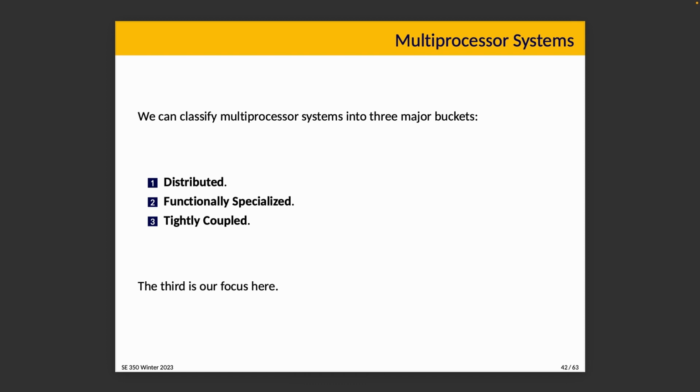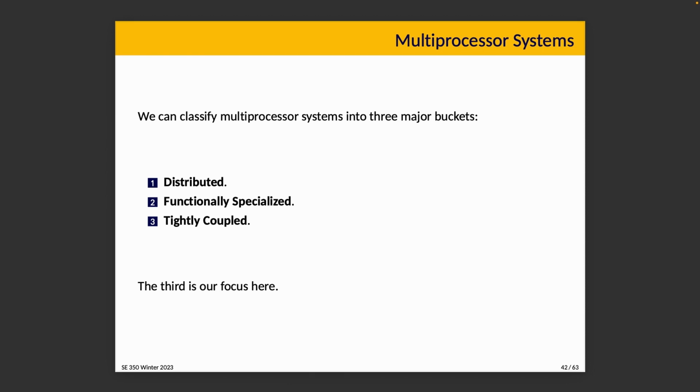For more about this, there is a technical elective, at least the ECE one. I don't know if there's like a CS equivalent. It is ECE 454, and it is distributed systems. Of course, distributed systems are beyond the scope of what we want to talk about here.